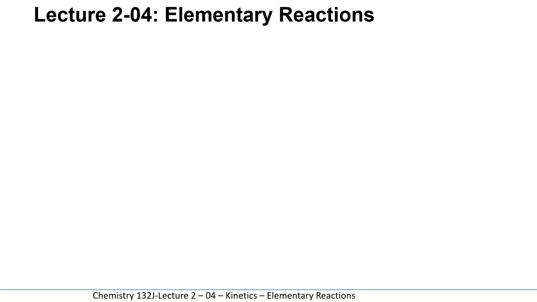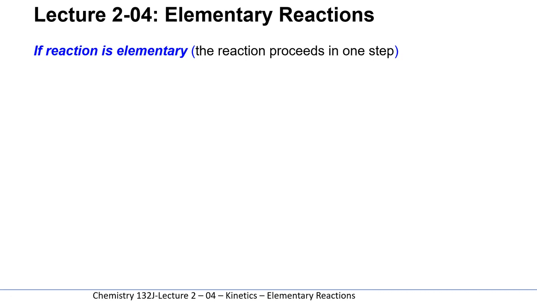Wouldn't it be nice if chemical reactions proceeded exactly like they're written? Well, unfortunately, that doesn't happen. Most chemical reactions, when they're written in an equation, do not proceed directly from reactants to products. What do we mean by that? It means that reactions occur in steps, and sometimes some of those steps are faster than others.